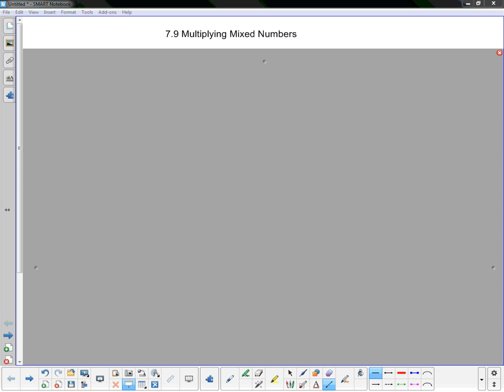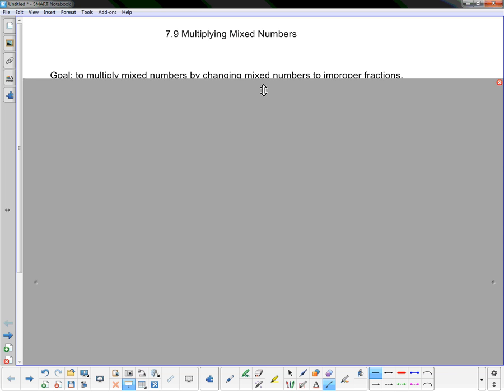Today we are doing 7.9, multiplying mixed numbers. So far we've practiced looking at them and estimating whether the product is greater than, less than, or equal to. We looked at how it would look in a model form, and now we're going to learn the skills we need to multiply mixed numbers confidently.